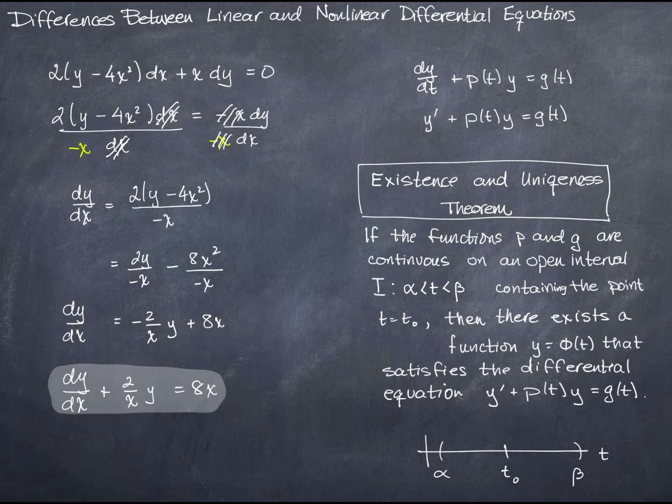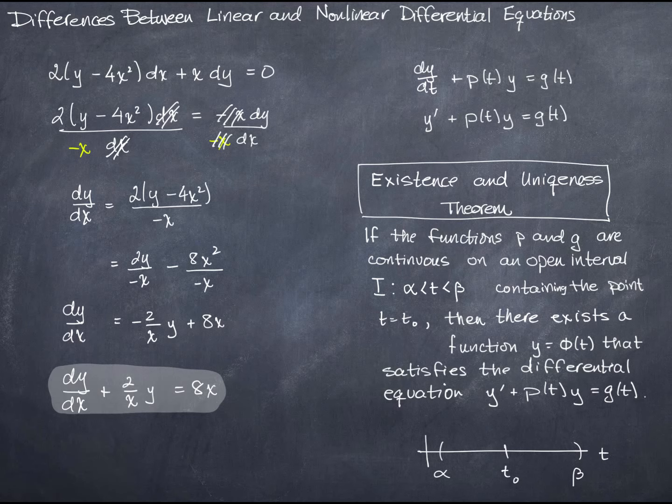So this statement here, if the functions p and g are continuous, is building up to this. We started out by reminding ourselves what a differential equation in standard form looked like, but starting here, we're building up to: if we have two continuous functions on this open interval, and that interval contains this point, then we can say there exists a function phi of t that satisfies the differential equation in this form. Okay, so what does that mean?